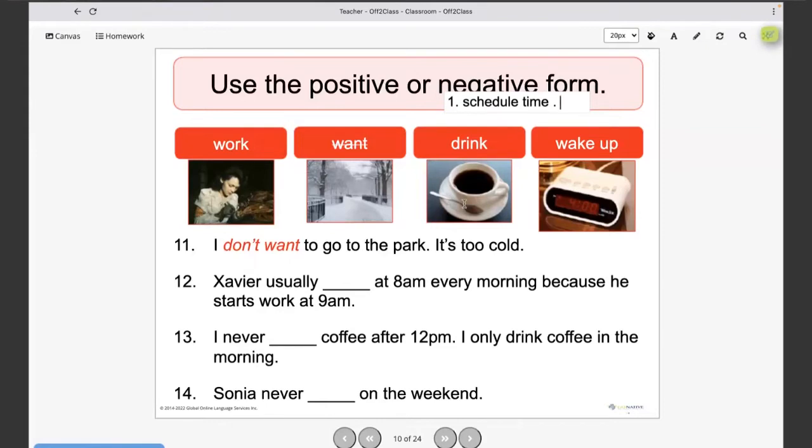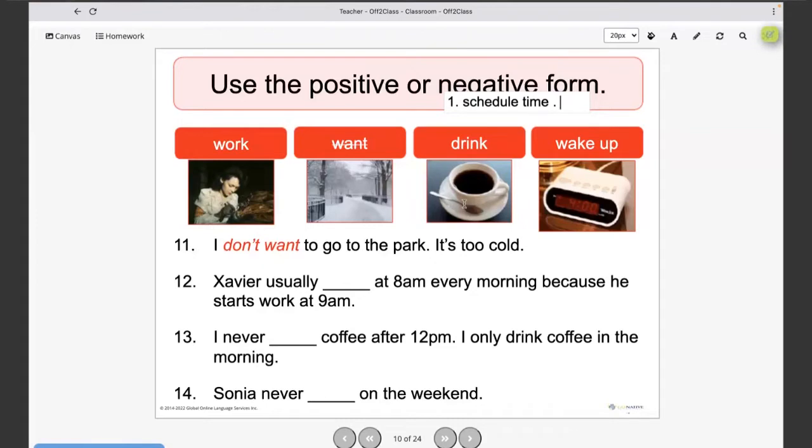Or even at the airport, Nora, we say, for example, the airplane takes off at 9 p.m. Or I say, the airplane leaves at 9 a.m. Even at the airport, because these are schedules, fixed times, planned ahead of time, scheduled.